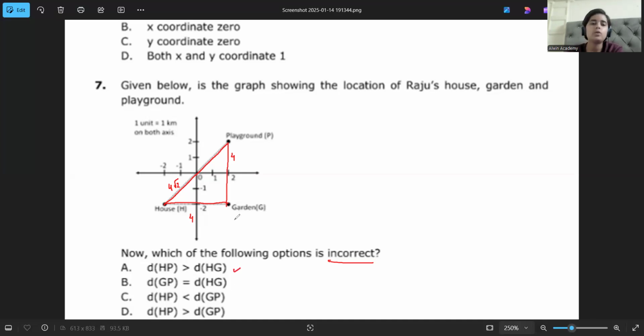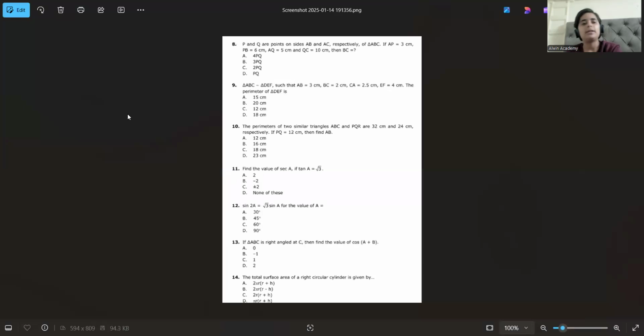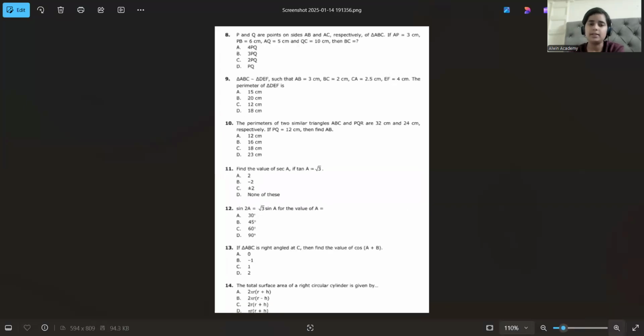GP is equal to GH. Yes, this is correct. HP is less than GP. Now HP is 4 root 2, GP is 4. HP is not less than GP, hence this is incorrect. So C is our answer. You can also check out the last option, but yeah, we have option number C as our answer.